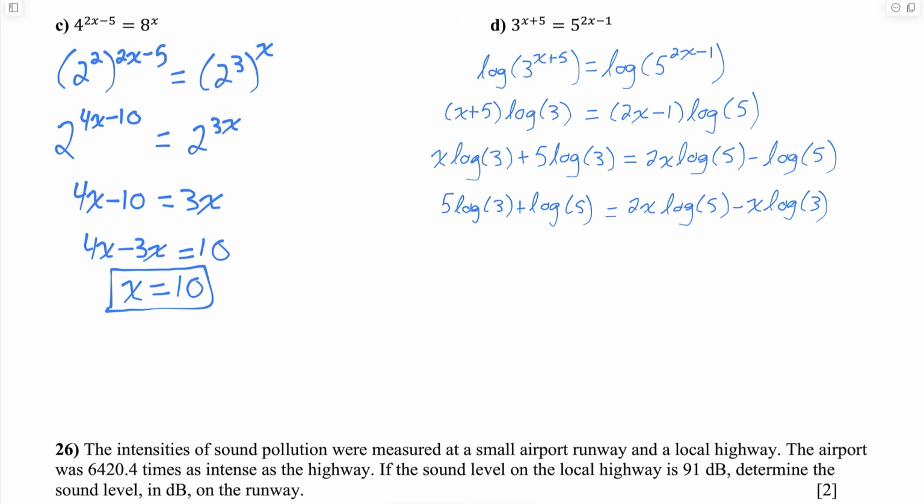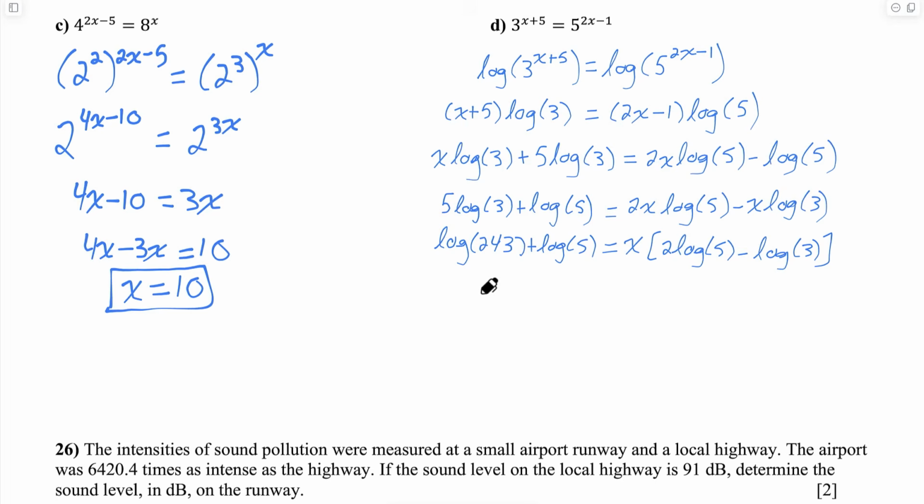On the left, I'm going to use a couple log rules. I'm going to take this coefficient and move it up as the exponent on the argument. So I have log of 243 plus log 5. And on the right, I notice both terms have an x, so I'm going to common factor that x from both terms. So that gives me 2 log 5 minus log 3.